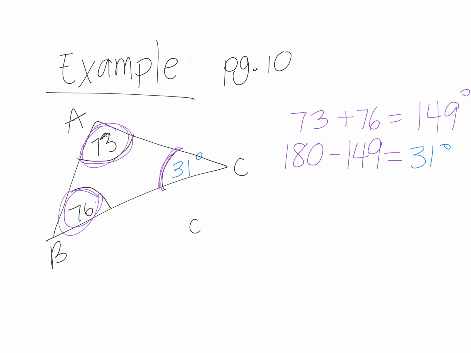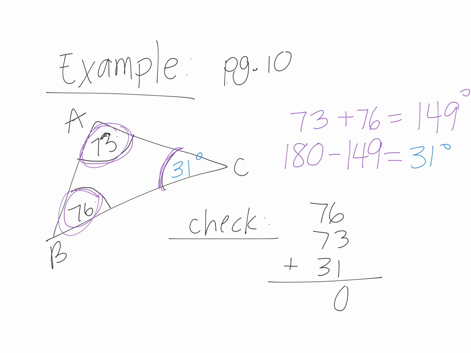And we can check. Is it true? Let's add them. 76 plus 73 plus 31. That should equal how much? 180. Good. So yes, that is correct. The missing angle is 31 degrees.